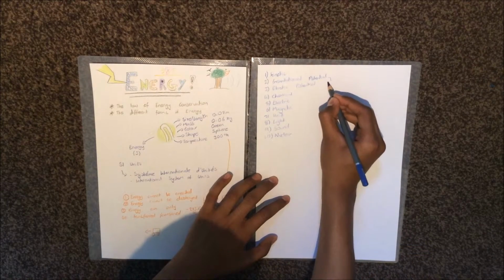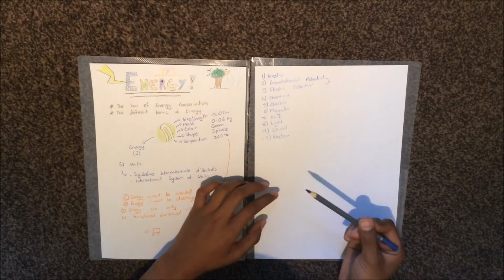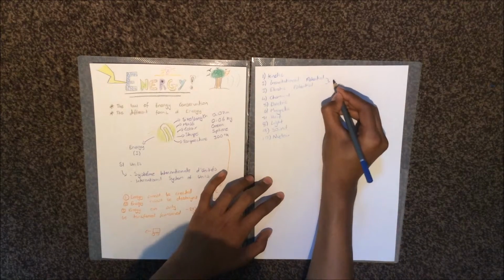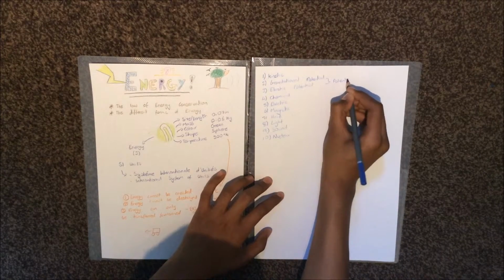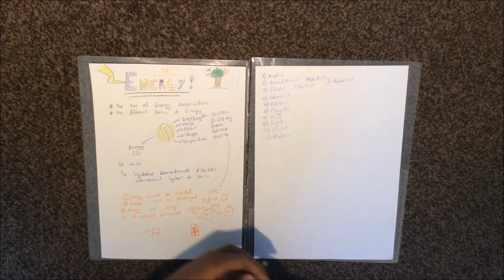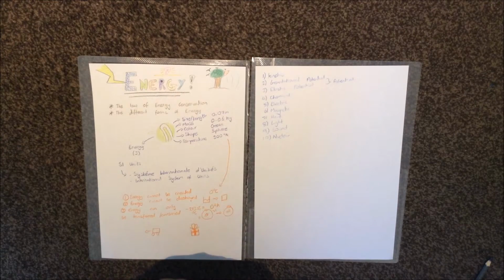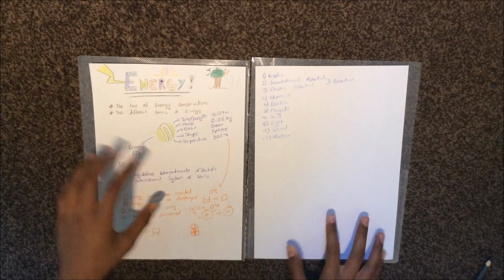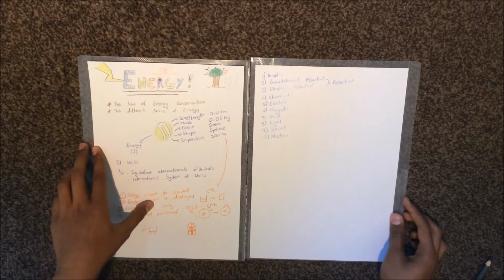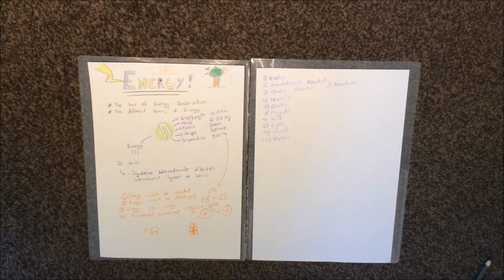One thing that you should know is that most people teach you 9 because they group these two, gravitational potential and elastic potential energies, as one, just potential energy. So I like to put them as 2 different forms of energy, but that's up to choice. Okay, let's go through them.